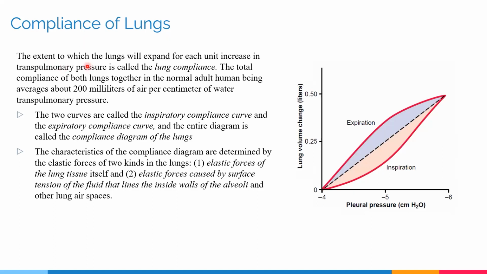The extent to which the lungs will expand for each unit increase in transpulmonary pressure is called the lung compliance. The total compliance of both lungs together in a normal adult human being averages about 200 milliliters of air per centimeter of water transpulmonary pressure.